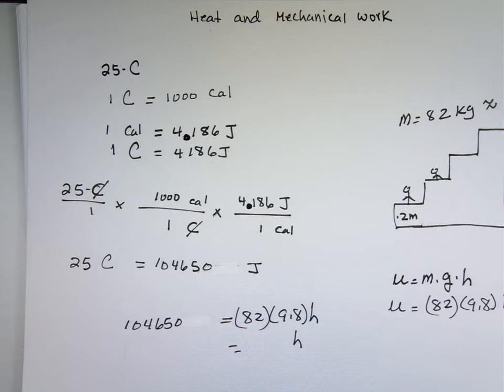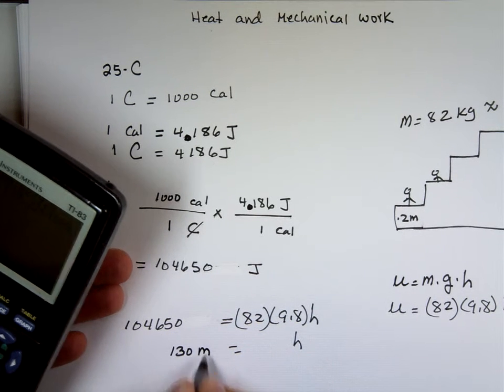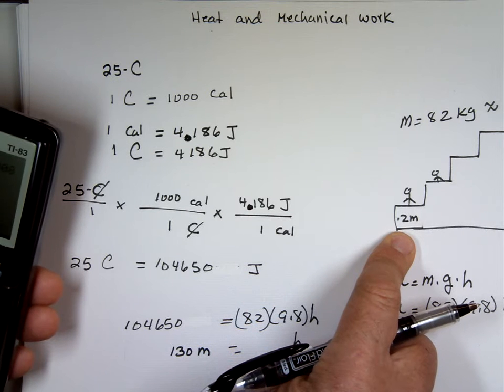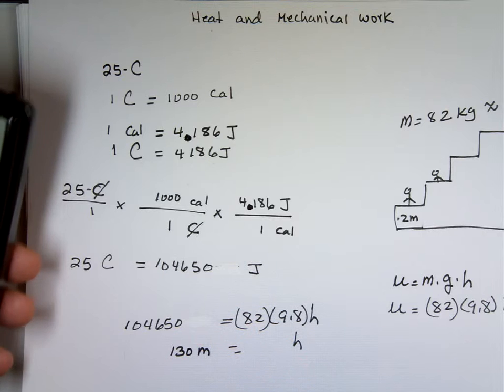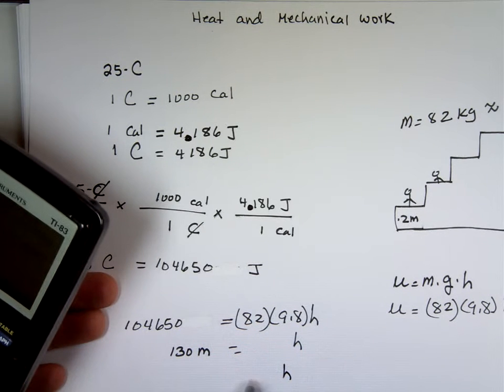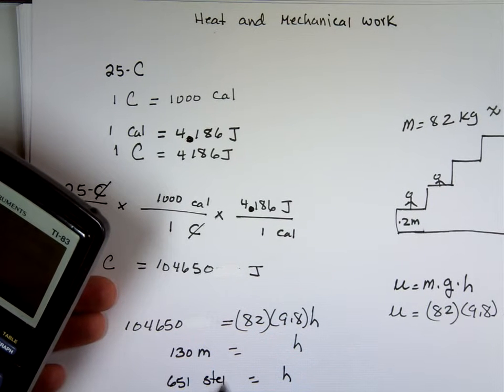So let's try that. 104,650 divided by 82 divided by 9.8. It is 130 meters you got to climb. Well, each step is 0.2. So if you divide it by 0.2, we're going to climb, guess how many steps? 651 steps to eat that little Thin Mint.